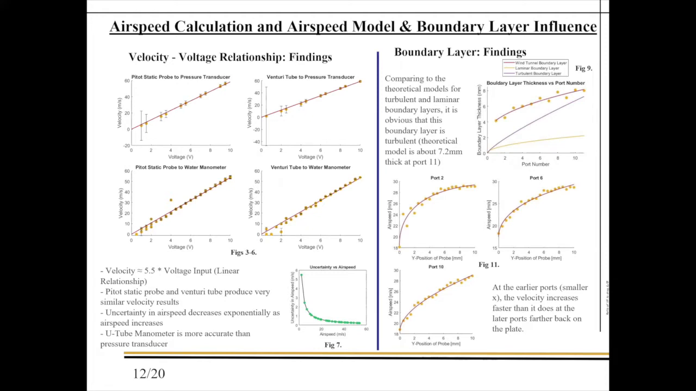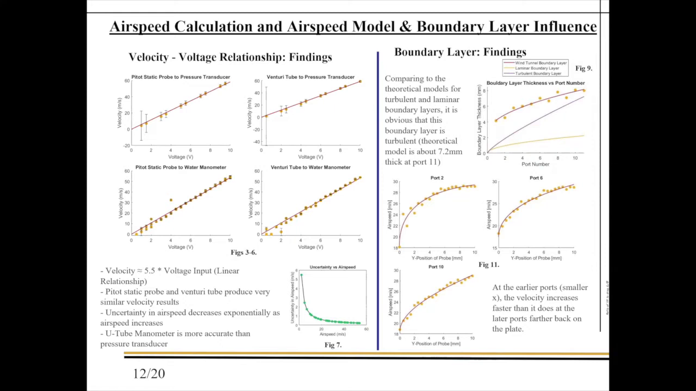It was found that the relationship between velocity and voltage was a direct linear relationship, and this can be seen in figures 3 to 6. And it follows the equation velocity equals 5.5 times voltage. Next, we calculated the uncertainty in these velocity measurements using the general method and partial derivatives. As you can see with the error bars in the graph, uncertainty decreases as velocity increases.